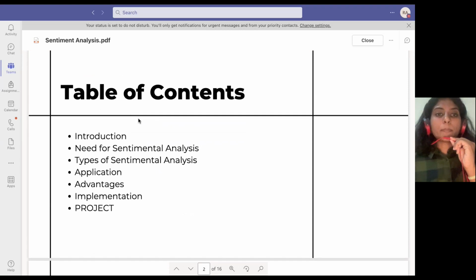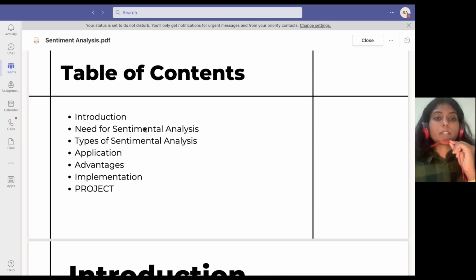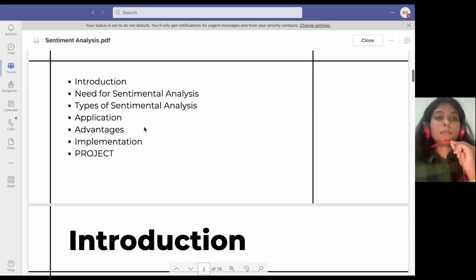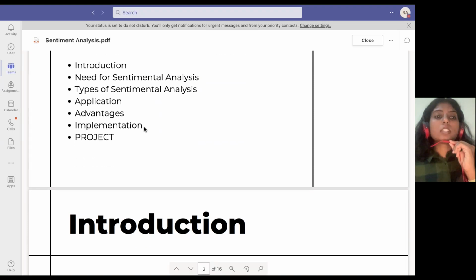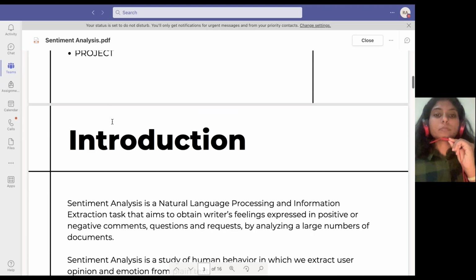So this is the table of contents. First, we'll see the introduction, the need for sentiment analysis, like why we need to study sentiment analysis. What are the various types of sentiment analysis? Its applications, what are its advantages, and how this sentiment analysis is implemented. And we'll just see a quick note on what is my project.